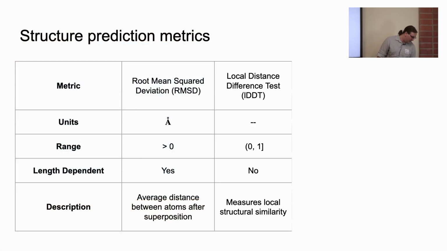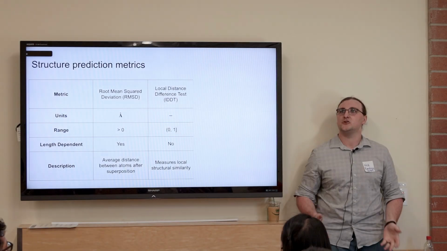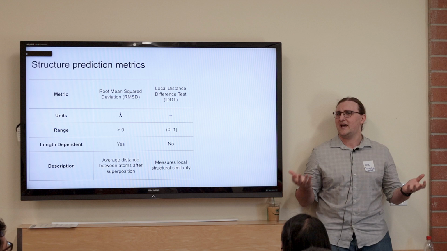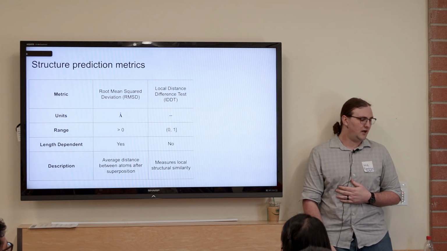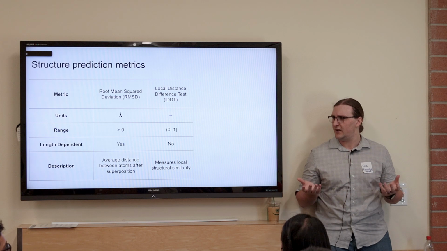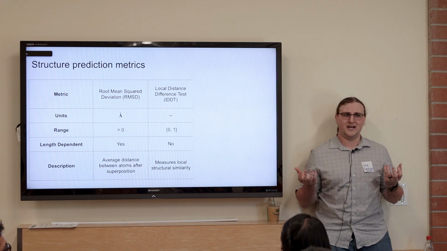with 0 being the minimum. Another useful one is the local distance test, or LDDT. This is a measure of local similarity. So one question I have for you is, why would we want a measure of local similarity when we already have RMSD? RMSD allows you to align two structures and then compute the error of that. Why do we want a local alignment?